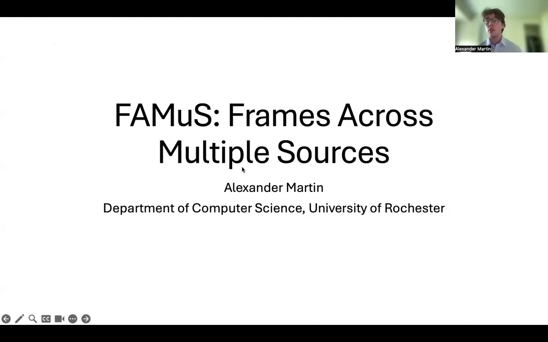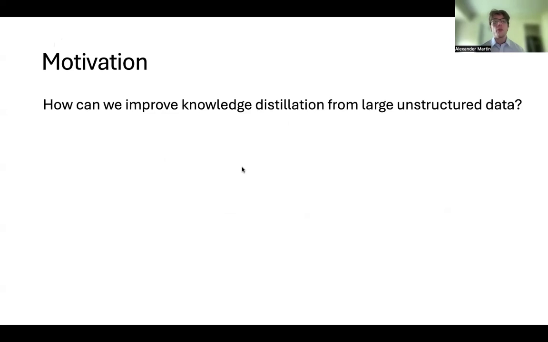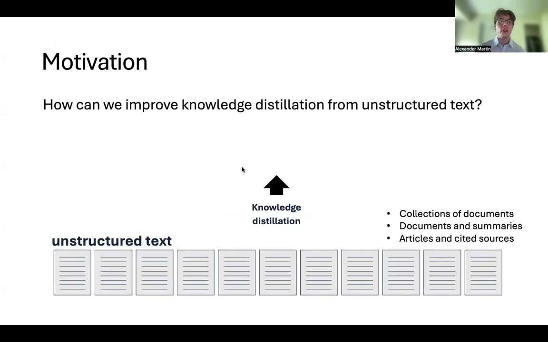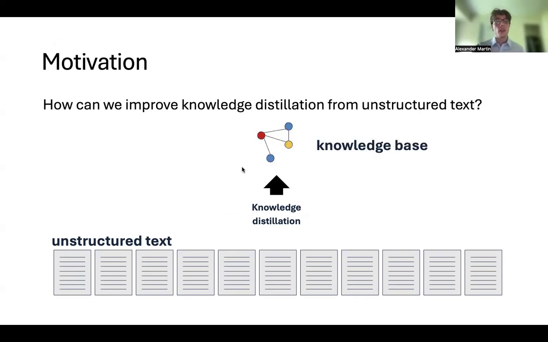Today, I will be introducing our paper FAMuS, Frames Across Multiple Sources. The motivation behind this work is how can we improve knowledge distillation from large unstructured data, specifically unstructured text, like collections of documents, documents and summaries, and articles and their cited sources. And how can we distill information from these sources into concise representations like knowledge bases.